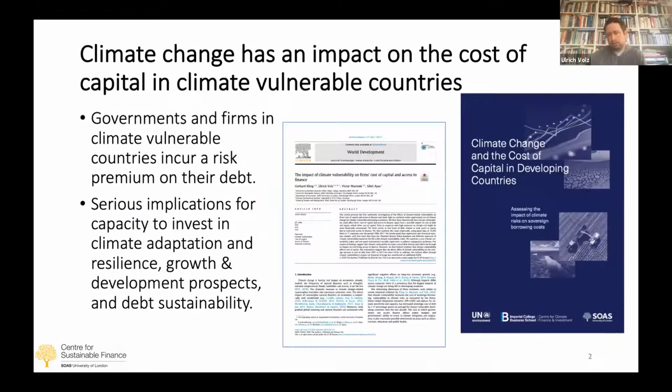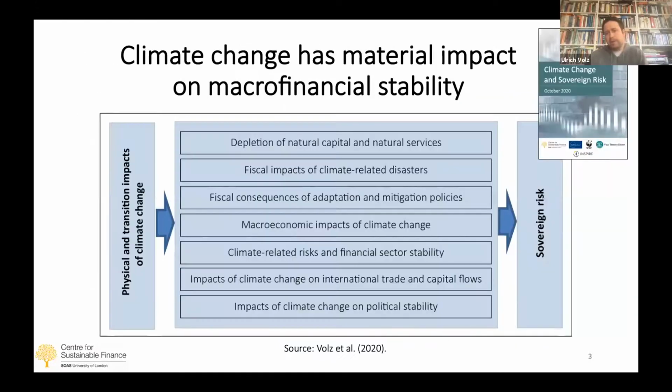The research was part of a UN project on climate change and cost of capital. And we've just 2 weeks ago or so launched a new report looking at the link between climate change and sovereign risk, where we could show that through different channels, physical and transition risks of climate change can cause macro financial instability and drive up the cost of capital. So that is a really big problem.